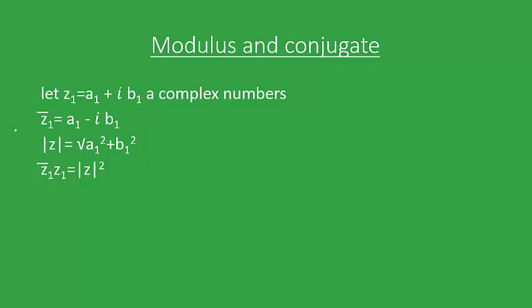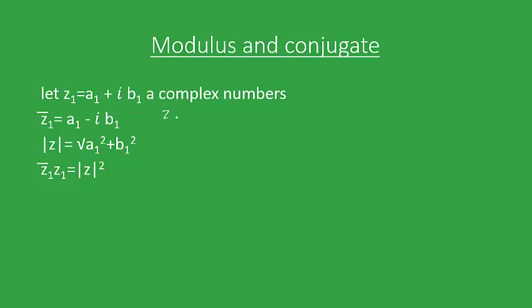So let's take a simple complex number. Let's say z1 equals a1 plus iota b1. So first let's introduce what is a conjugate. The conjugate of a complex number z1 will be simply written as z1 bar, which is just a simple line over the number, which will be equal to a1 plus iota times negative of the imaginary part, that is minus b1.